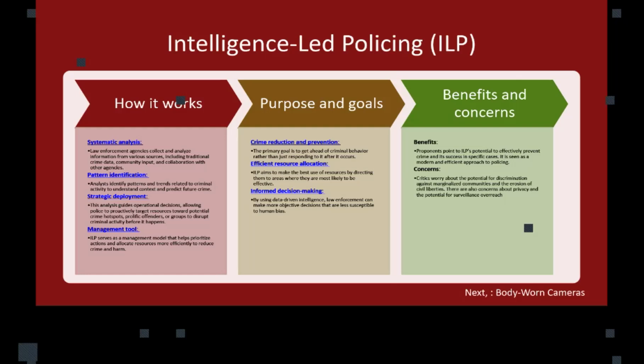On this slide, you can see how it works, purpose and goals, and the benefits and concerns. Yes, each strategy has its pros and its cons. We must capitalize on the pros and minimize the cons.